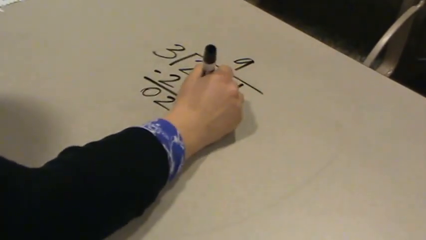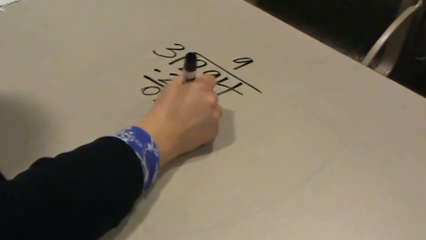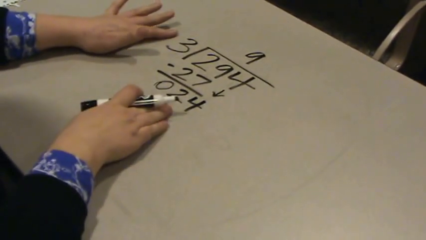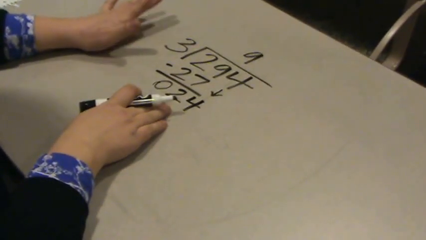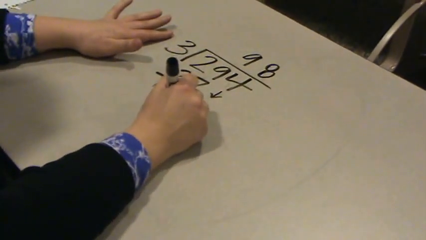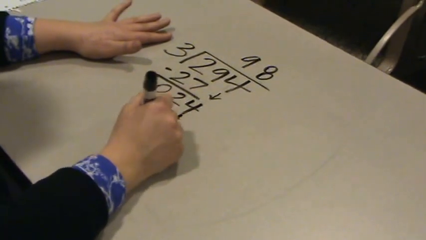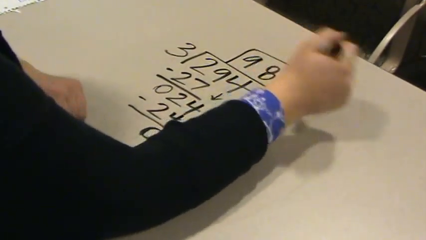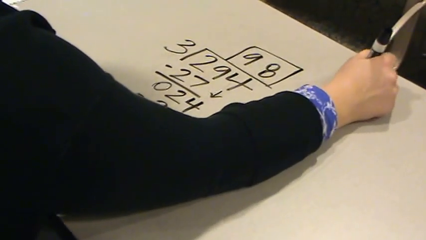And now I'm going to bring this 4 down, and I'm going to have 24. So now I'm going to ask myself, how many times does 3 go into 24? And I know that 3 times 8 equals 24. And we're going to subtract that, and we're going to get 0. And so our quotient for this problem is 98. I'm going to write that right up here.